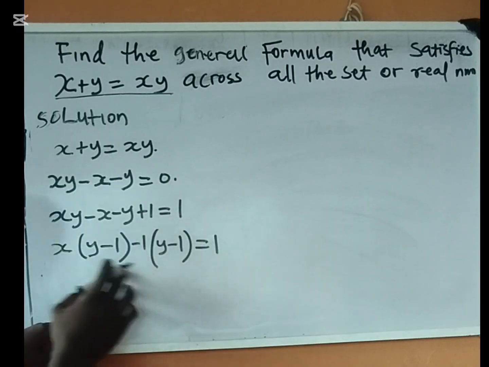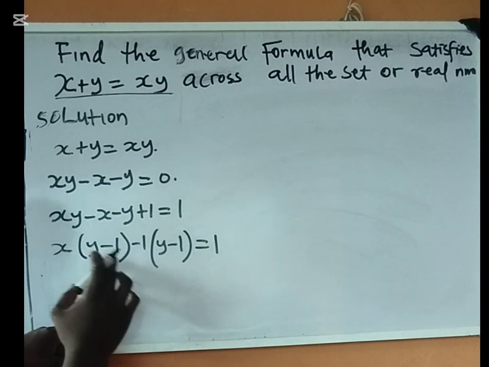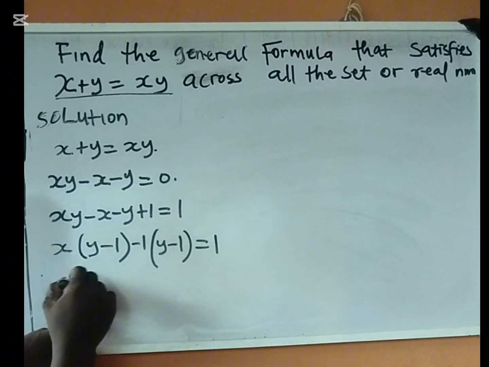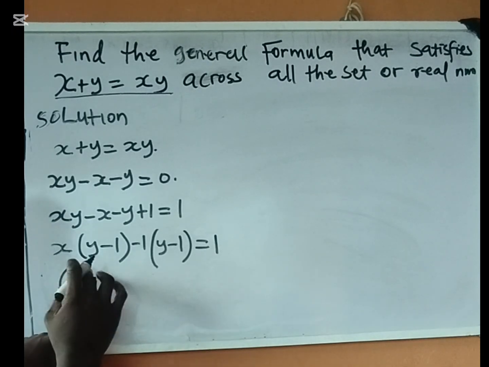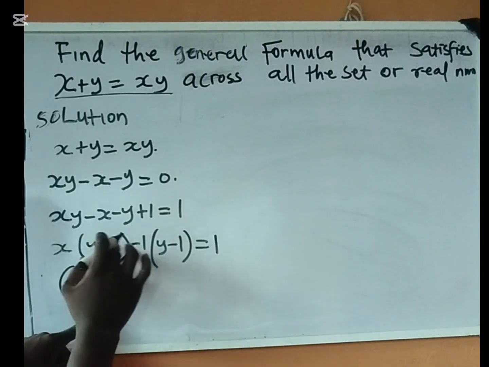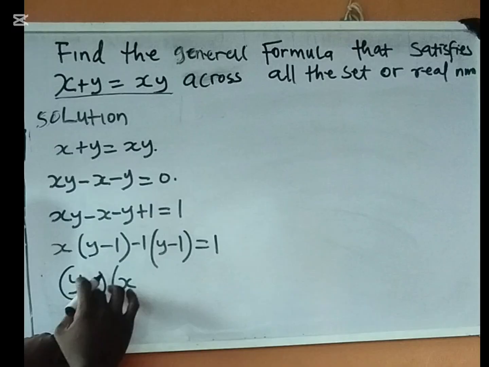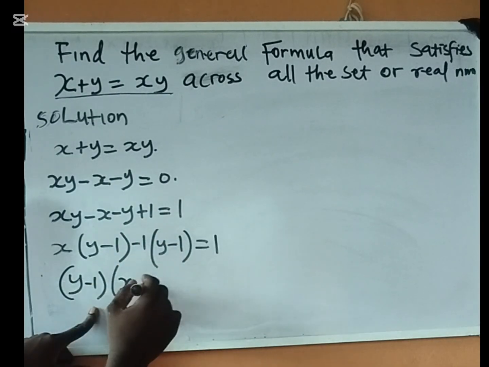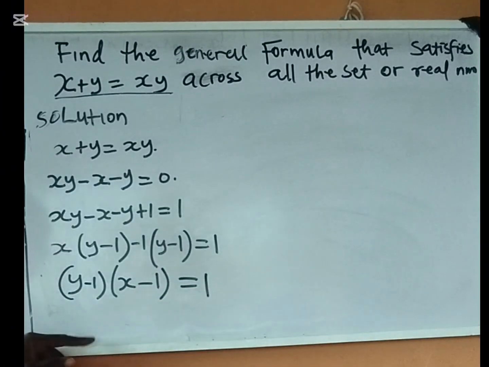We now have two terms, but look at these two terms: y minus 1 is common to both. So I'll bring it out, y minus 1. If I say x times y minus 1 divided by y minus 1, I'm going to get x. If I say minus 1 times y minus 1 divided by y minus 1, my answer will be minus 1. So this is equal to 1.